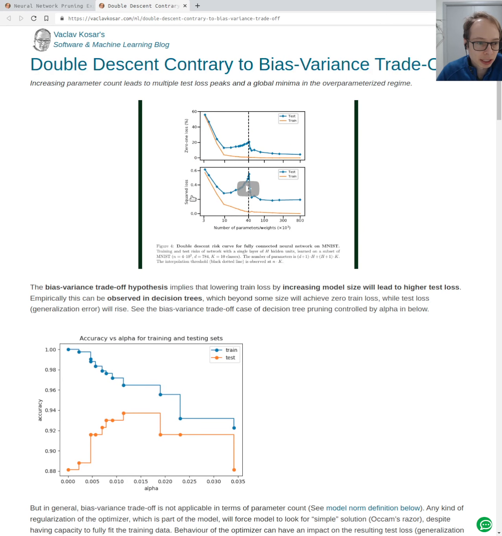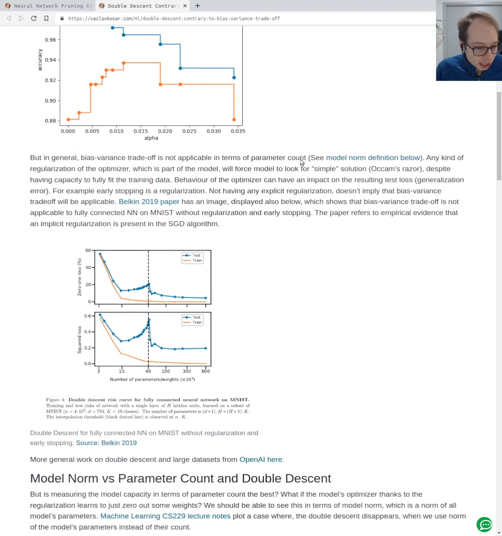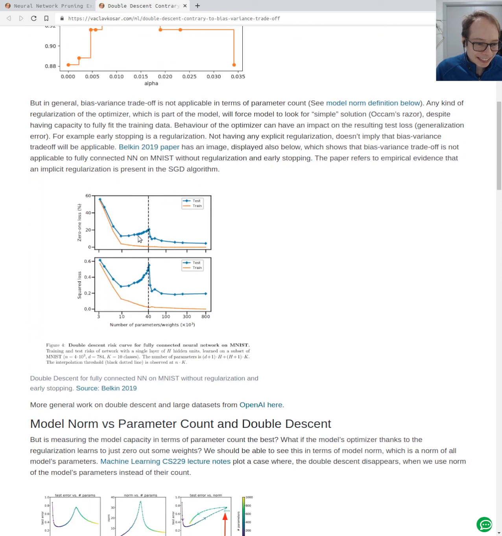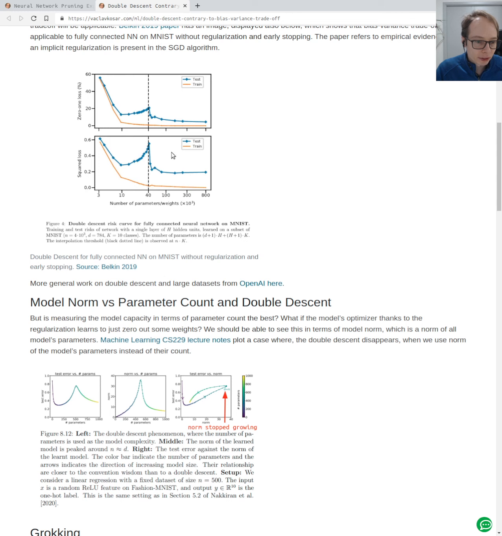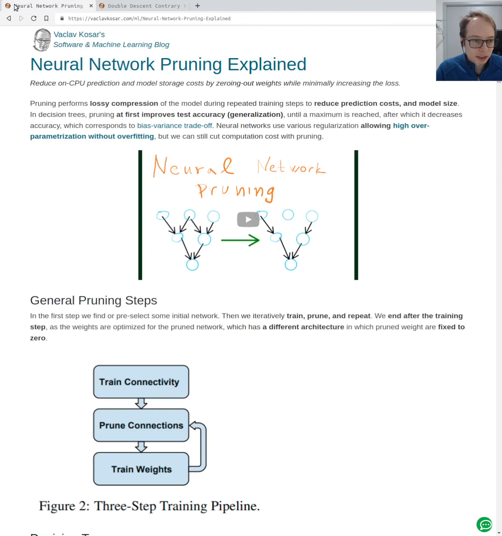trade-off is about. I have a post on double descent and the bias-variance trade-off, and double descent is an event in which we can observe slightly more complex behavior instead of just a sort of convex shape of the test curve as a function of the number of parameters. But let's go back to the pruning topic.